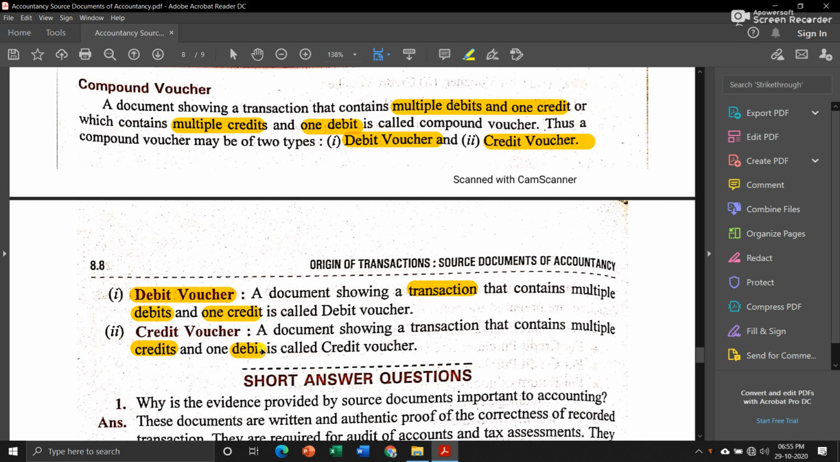Now I hope this chapter was a little bit easy, but for this compound voucher you will get more understanding while preparing journal entries. For the time being, just try to memorize this, or keep in your mind what is meant by a debit voucher and a credit voucher and what the difference between these two is.